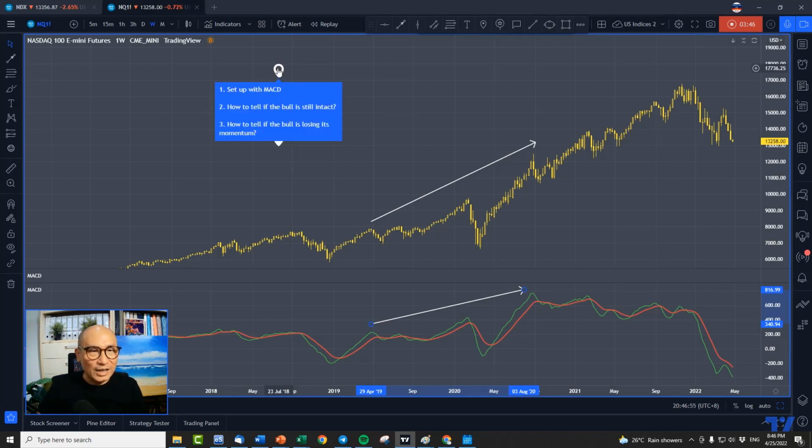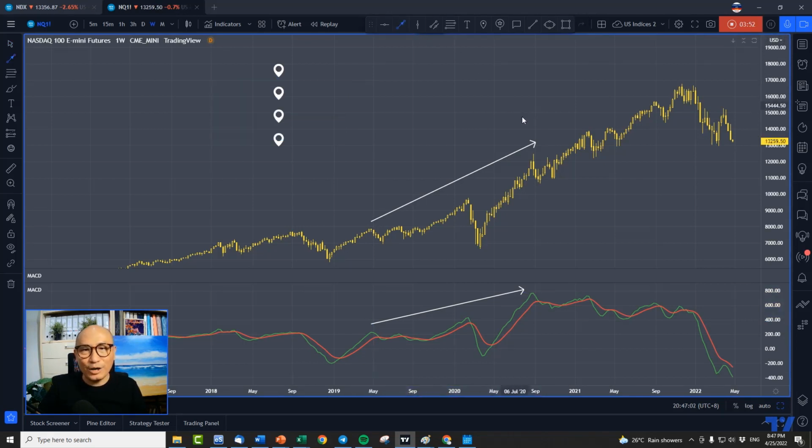Now, let's move on to the last part of this short video, which is how to tell if the bull is losing its momentum. As we could see, as time progresses and price progresses, the market itself is still forming a new high. We could see that each new peak was higher than the former high.